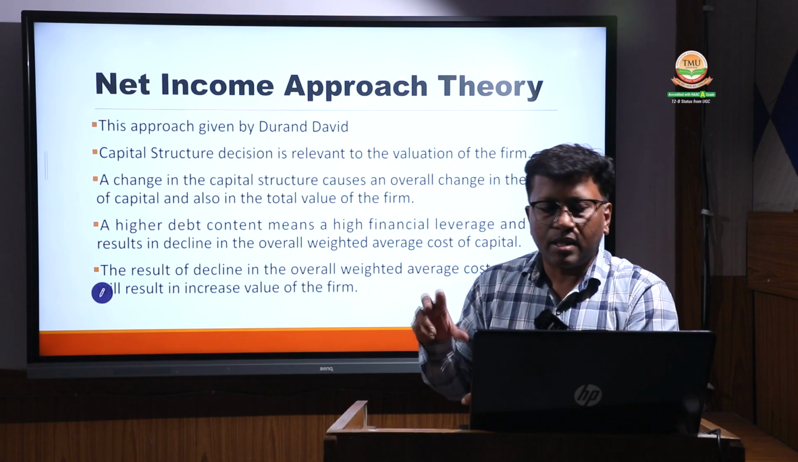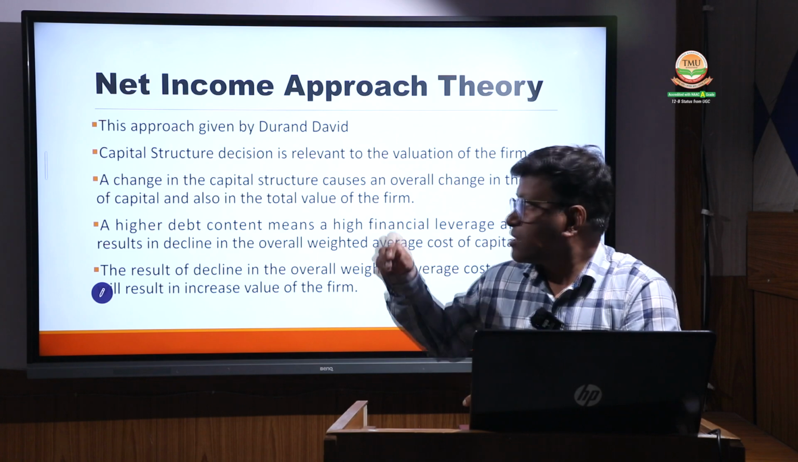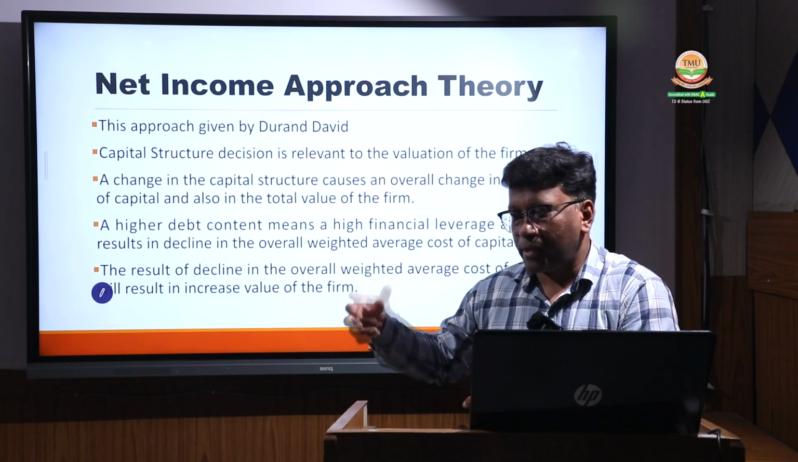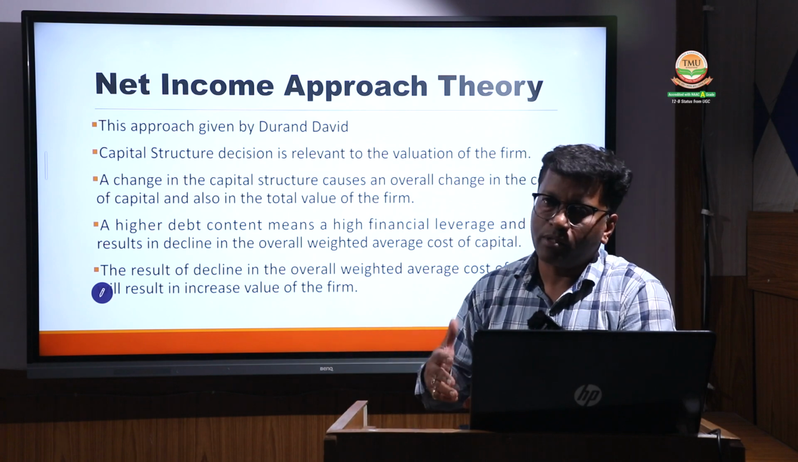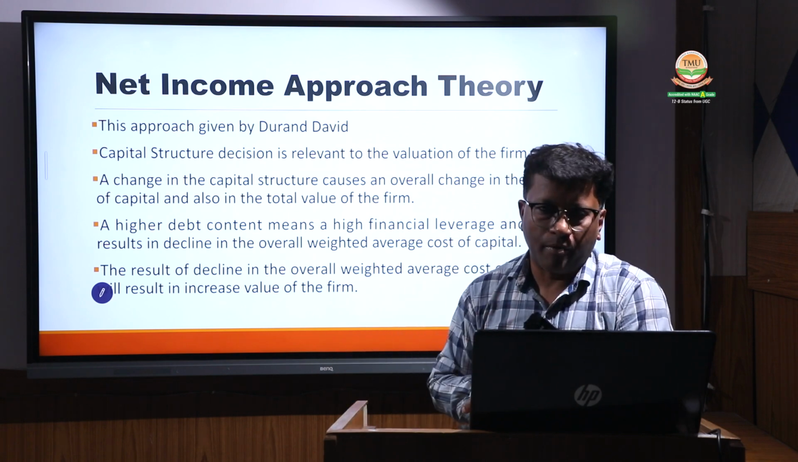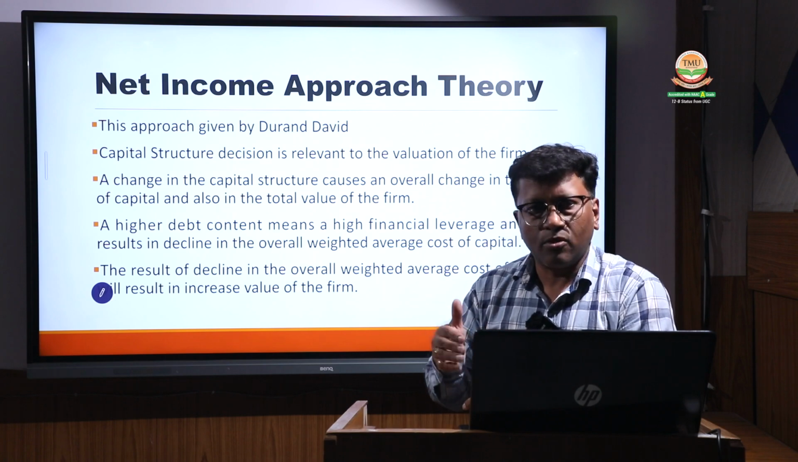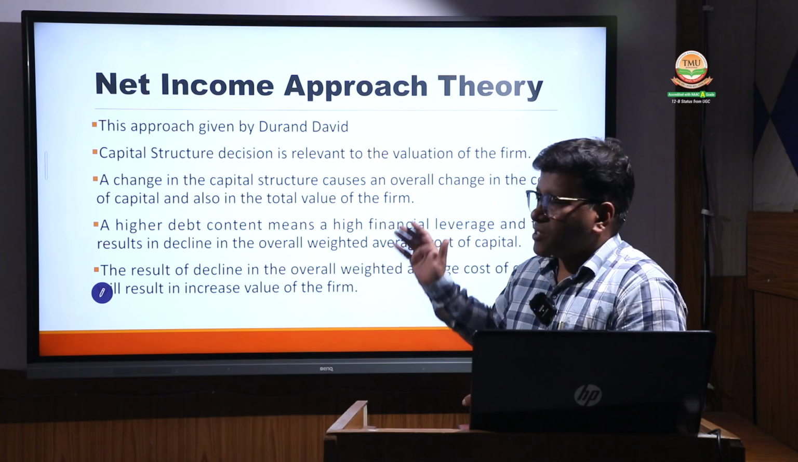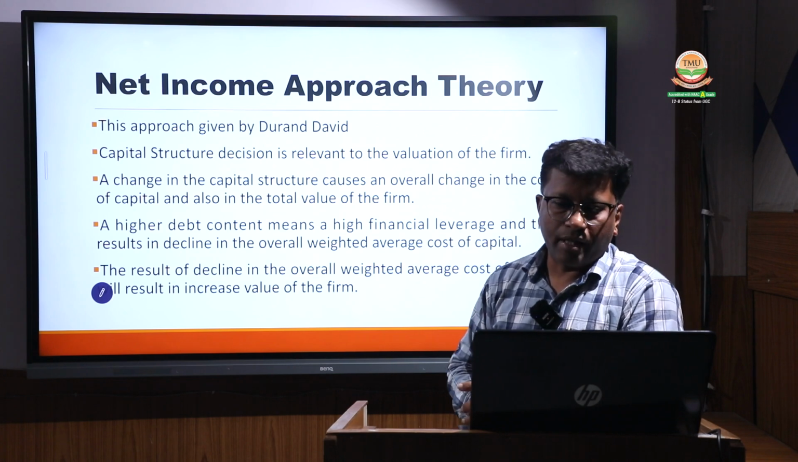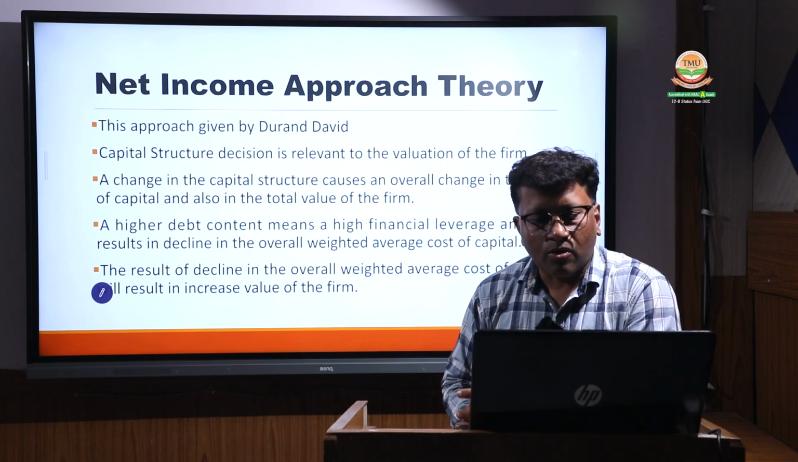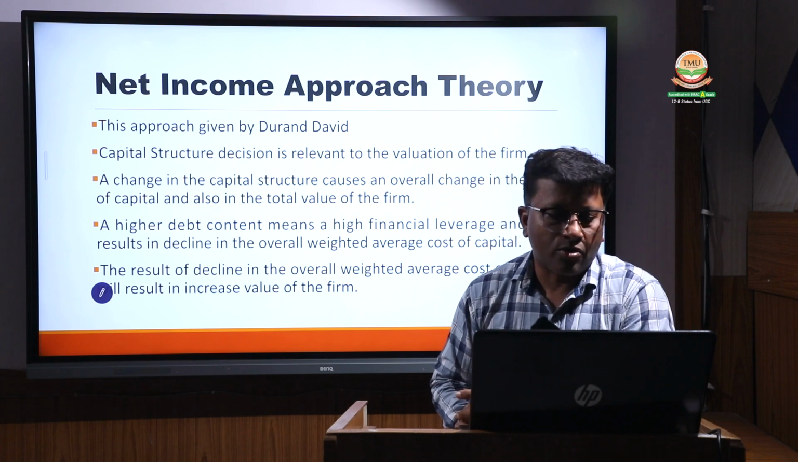So the capital structure decision is relevant. It means this theory is relevant. If you change the ratio of debt and equity capital, no doubt there would be an impact on the value of the firm. Maybe the value of the firm decreases or increases. So we have to look into the capital structure decision, and it is very relevant to the valuation of the firm. And a change in the capital structure causes an overall change in the cost of capital.